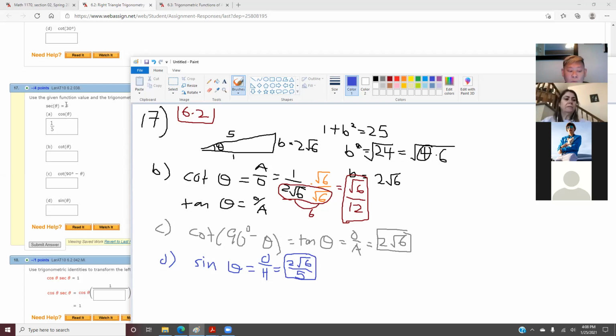I know when you hit watch it, they use a different way to do it. You can do it that way, but this is actually easier because you guys have been doing this quite a lot in 6.2. So I would like you to do it this way, okay? Anyone have any questions on 6.2?